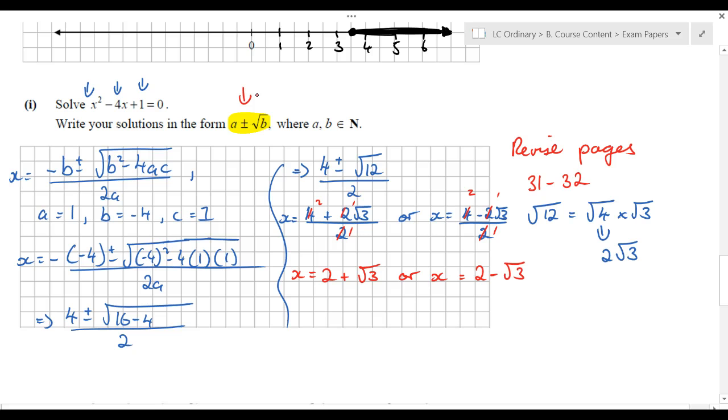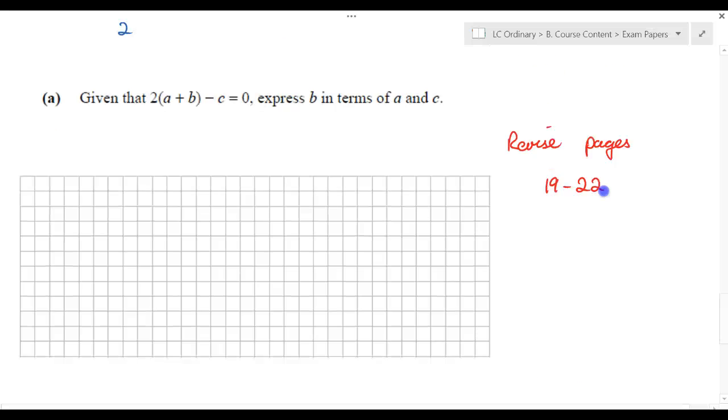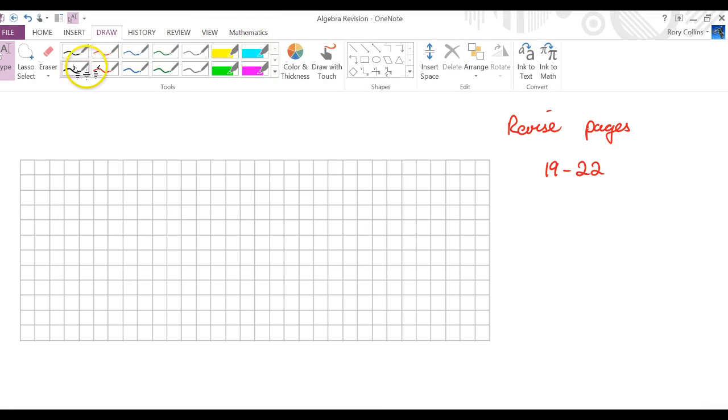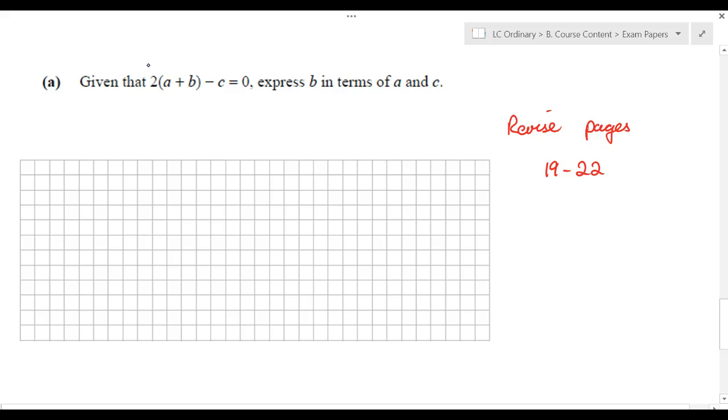And our answer is in the form a plus root b, exactly how we want it. Then this brings us on to the next question. Given that 2 bracket a plus b, subtract c equals 0, express b in terms of a and c. Okay, so we have 2 bracket a add b, subtract c equals 0, and we want to express b in terms of a and c.